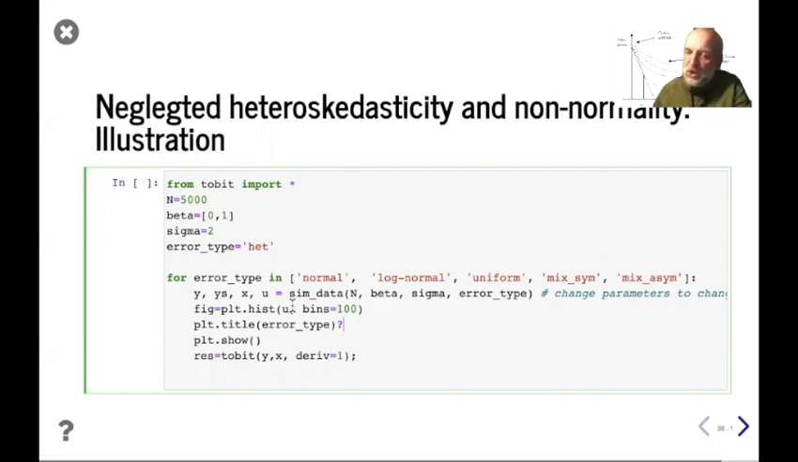So I'm going to simulate data under different sampling schemes and then estimate the model with the Tobit model and see, can I estimate beta and sigma consistently, even though I misspecified my model in this particular way. And so I do that. First, just for completeness, I plot the histograms of the distributions so you can see them. And then I run the Tobit model on these data where the errors have different distributions that are not normal.